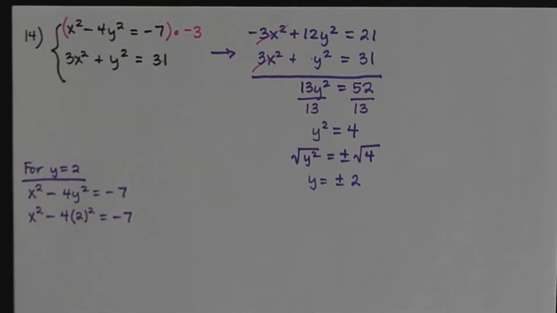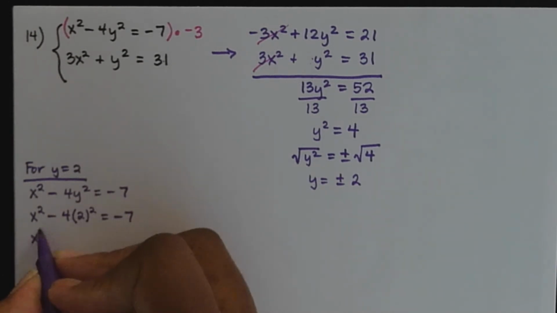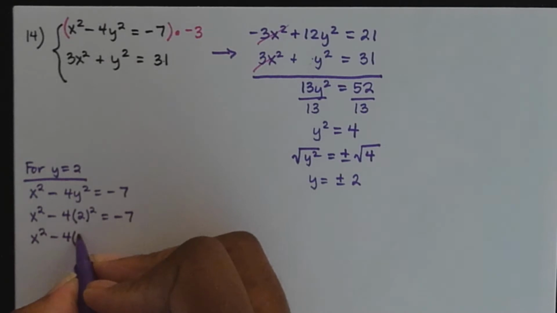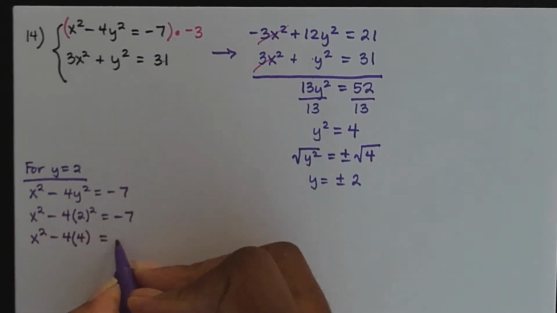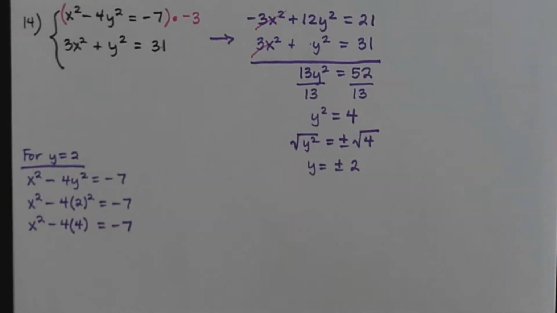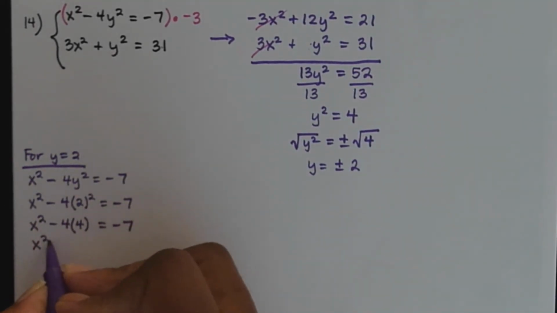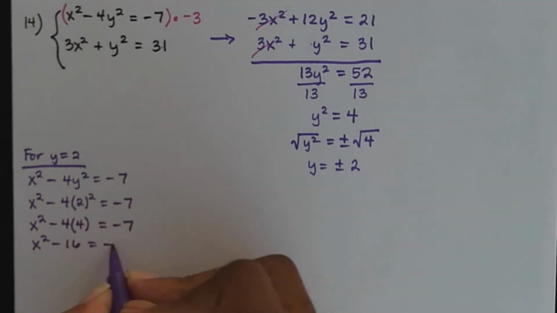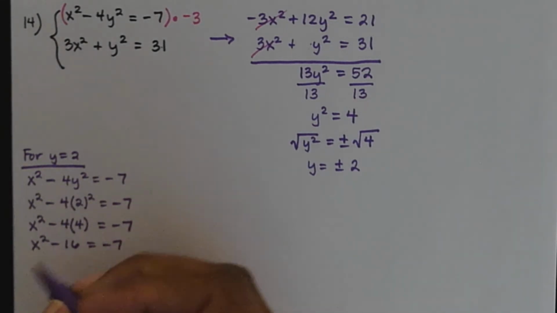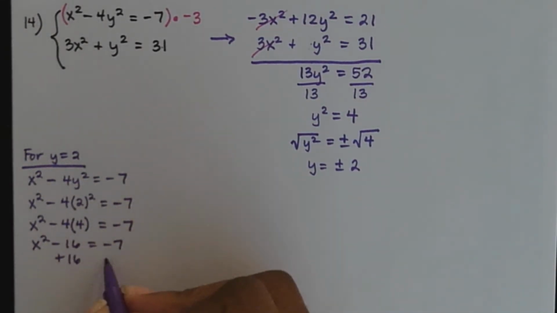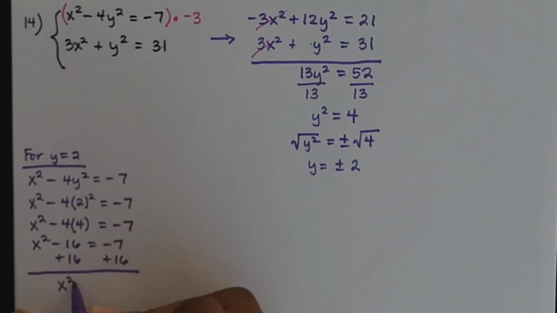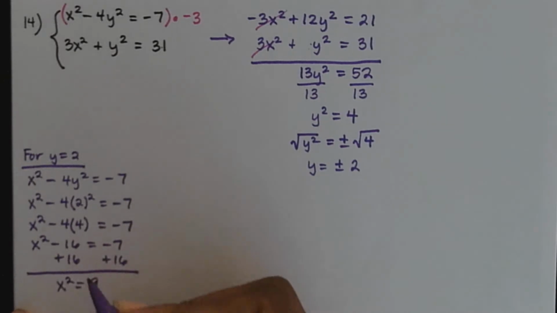And then simplify. Bring down x squared minus 4 times. 2 squared is 2 times 2, which is 4. It's equal to negative 7. Then 4 times 4 would be 16, so I have x squared minus 16 equals negative 7. Now I need to get x squared by itself. I'm subtracting 16, so I need to add 16 to both sides of that equation. So that means x squared is equal to 9.